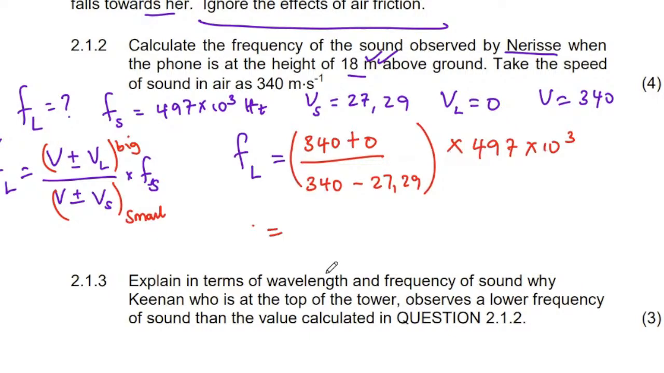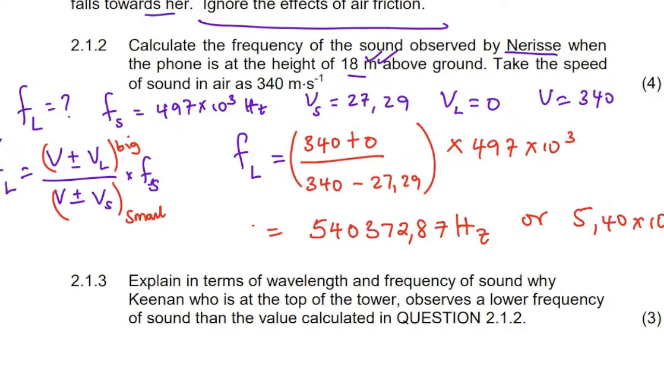Guys, I'm getting a very big answer. How do I write that? I'm having 540,372.87 hertz. So I can leave it like that, or I can write it in scientific notation. This is 1, 2, 3, 4, 5. So 5.40 times 10 to the 5 hertz. Either way, you can leave it like this, or whichever one you want.